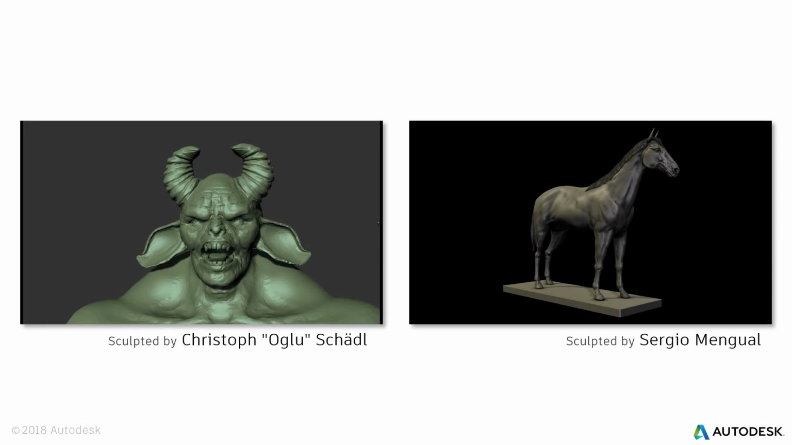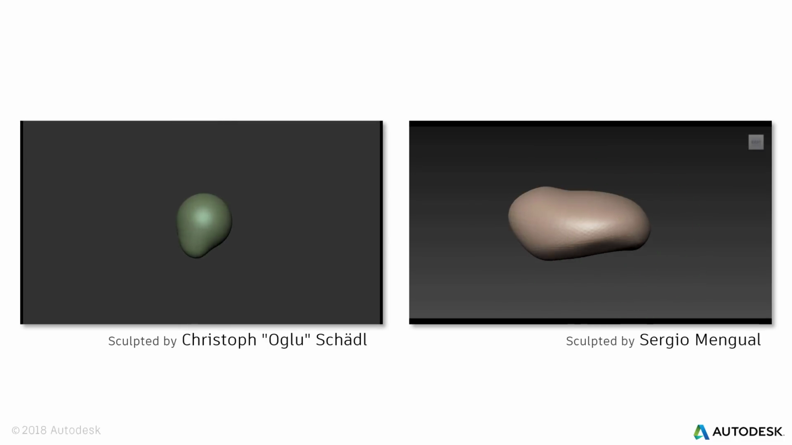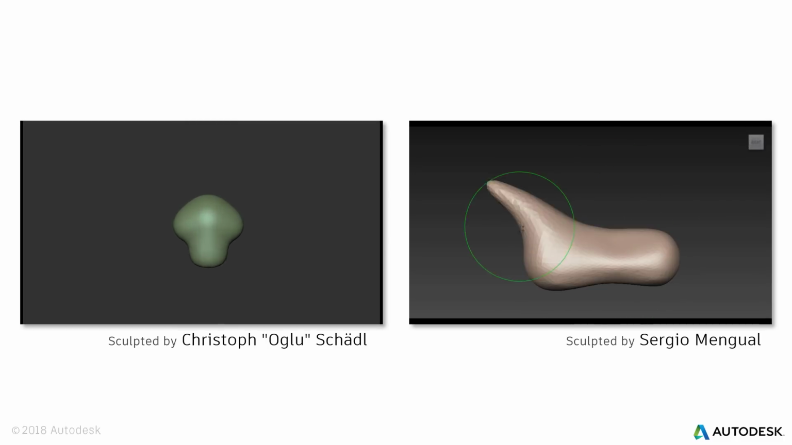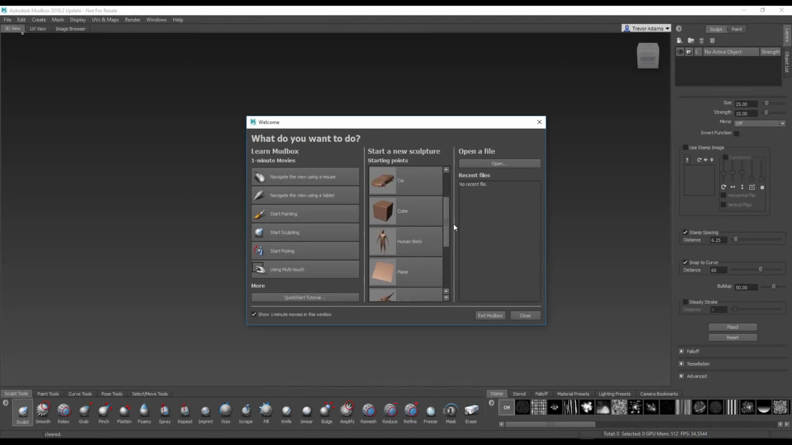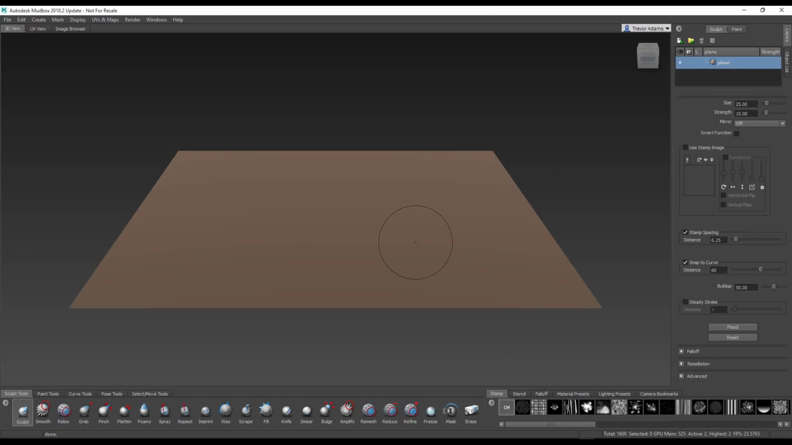Mudbox has a powerful new dynamic tessellation feature set that allows you to create detailed concept models like these from low poly primitives, like a sphere or a plane. Before we dig into what dynamic tessellation is and how to go about using it in Mudbox, let's first take a look at the common sculpting problem that this sets out to solve.